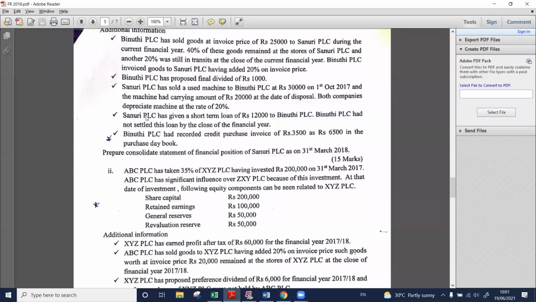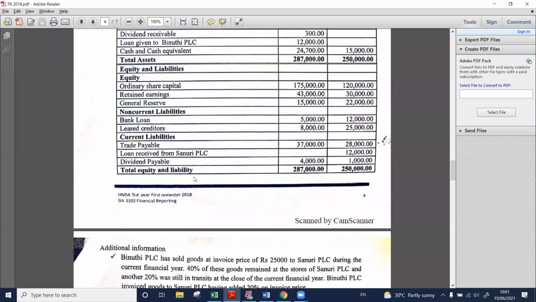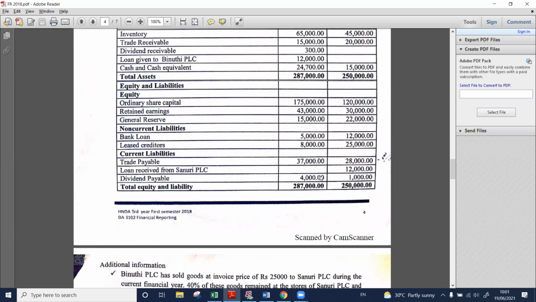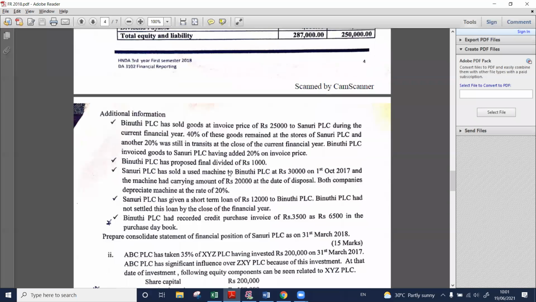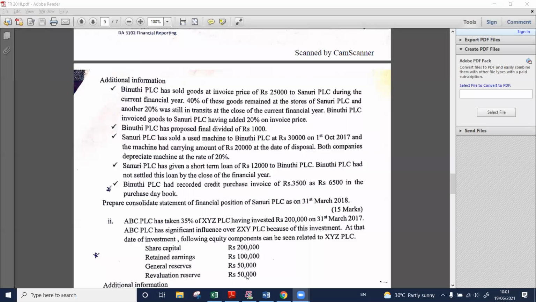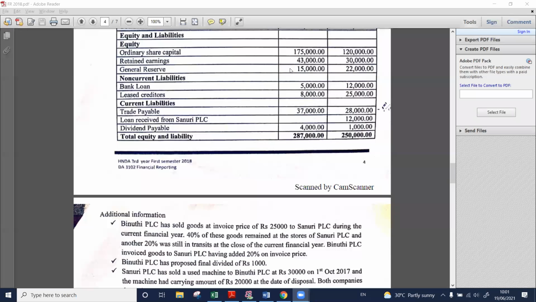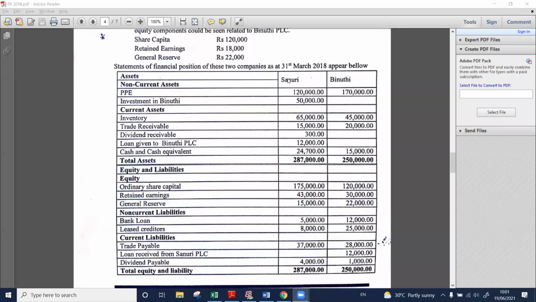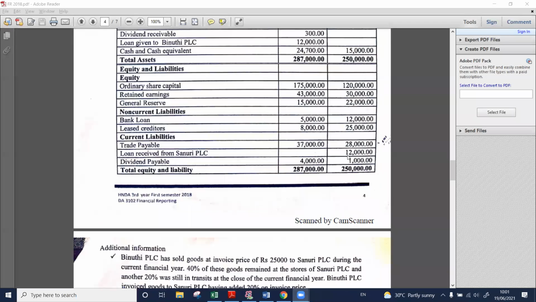Right. Fourth point. Sanuri PLC has given a short-term loan of 12,000 to Binuti PLC. Here, the loan given to Binuti PLC is coming under the current assets of Sanuri PLC, 12,000. And the same appears as a current liability of Binuti PLC.